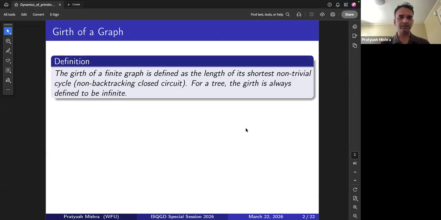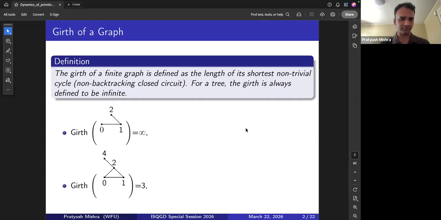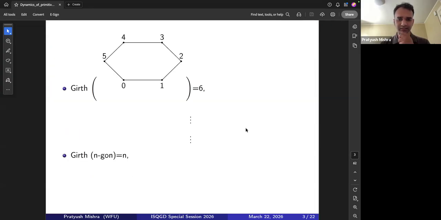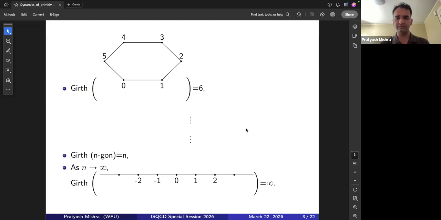So for a given graph, the girth is defined as the shortest non-trivial cycle or non-backtracking closed circuit. For instance, for a tree, the girth is defined to be infinite. So there is no zero girth. The girth is either a finite number or infinite. So here's the tree, the girth is infinite. For a closed graph here, as you can see, the girth is 3 because we have a cycle. For an n-gon, the girth is n, and as n approaches infinity, for instance, like the integers, the girth is infinite.